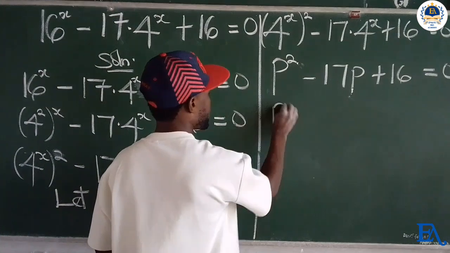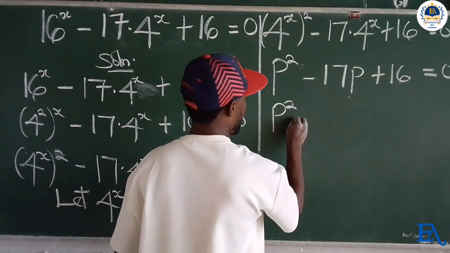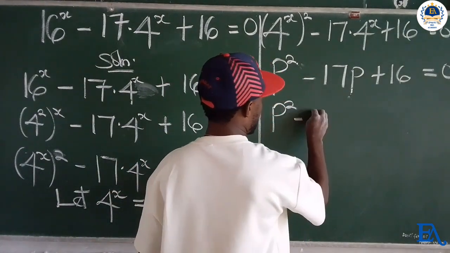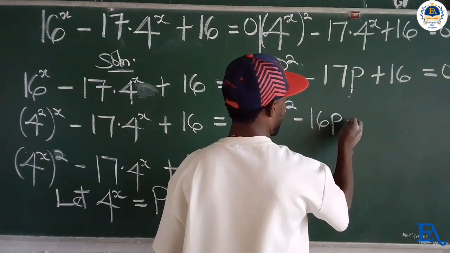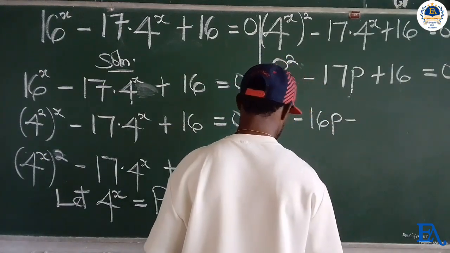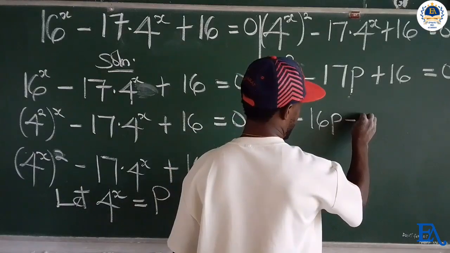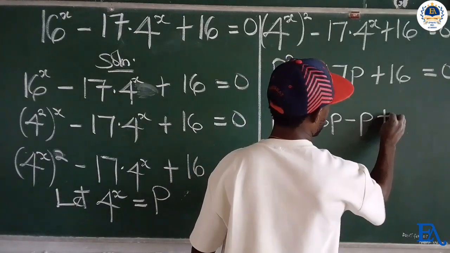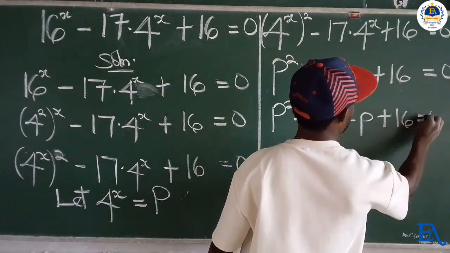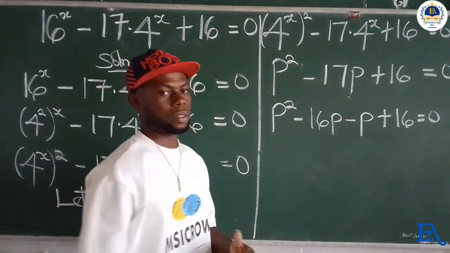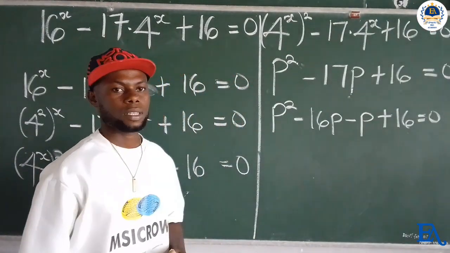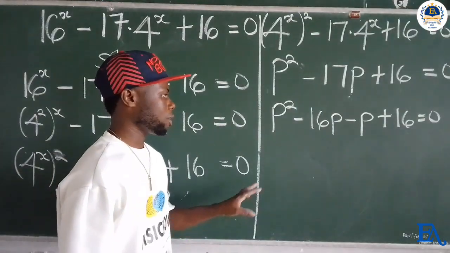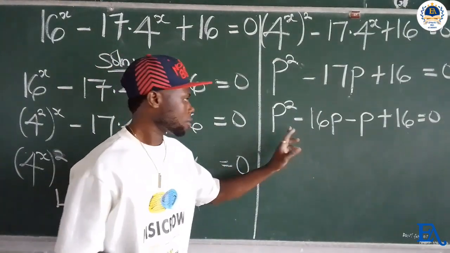We have p raised to the power of 2 minus 16p minus 1p plus 16 is equal to 0. When you get to this point, we have treated this in this channel. So that's the reason I don't really want to emphasize on this.